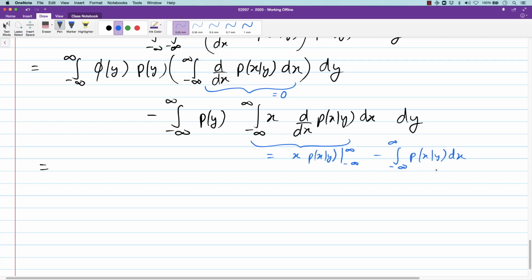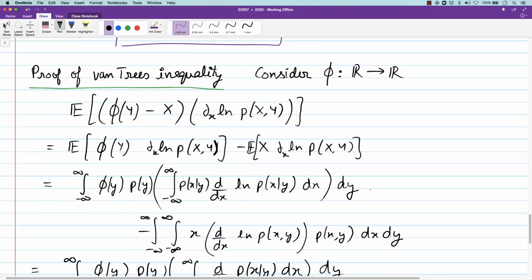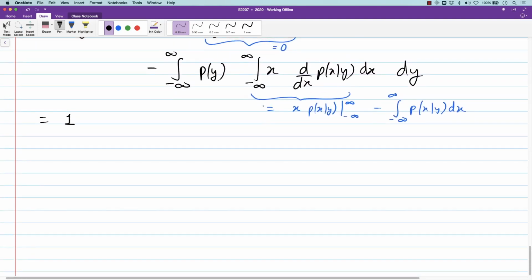But this guy here integrates to 1. Okay, and so this p_Y also integrates to 1. So this whole thing becomes minus of minus 1, that's 1. So the first term is 0, the second term is 1, and the whole thing is 1. So what have we shown? We've shown that this quantity here, this inner product here, is 1.